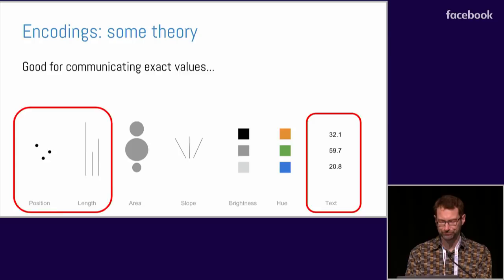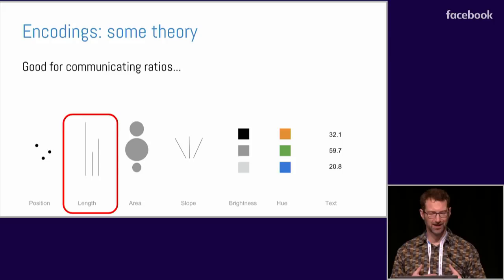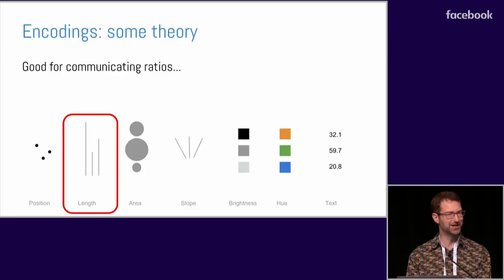What about ratios? Length is really good, whereas position and area are somewhat okay. Color is just impossible to tell ratios. And this is a perceptual fact, that your brain is kind of computing ratios. This is what will help you decide between, for example, a bar chart and a line chart.